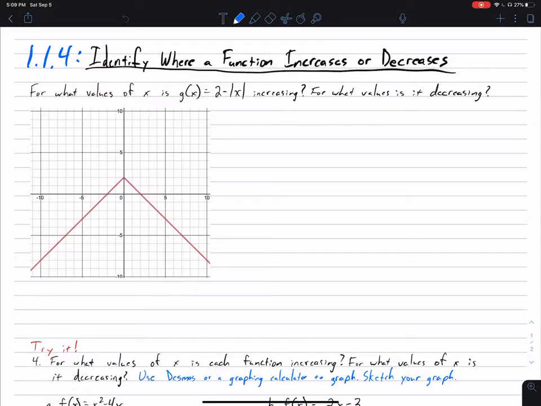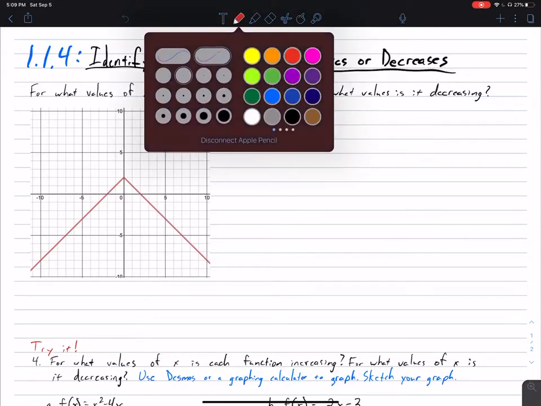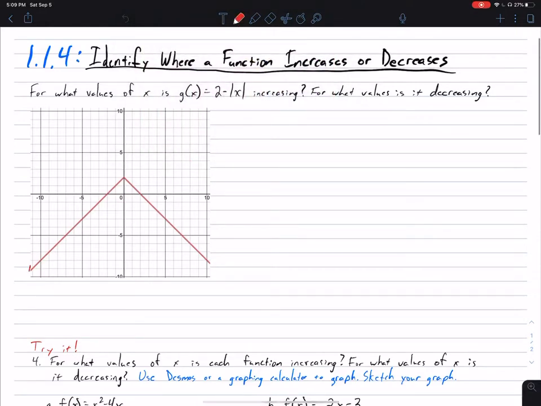In this video, we're going to look at section 1, example 4, identify where a function increases or decreases. So real quick, on my graph, I just want to put some arrows here so we remember that these graphs continue forever. We're asked, for what values of x is g of x equal to 2 minus the absolute value of x increasing? For what values is it decreasing? So we want to look at increasing and decreasing.